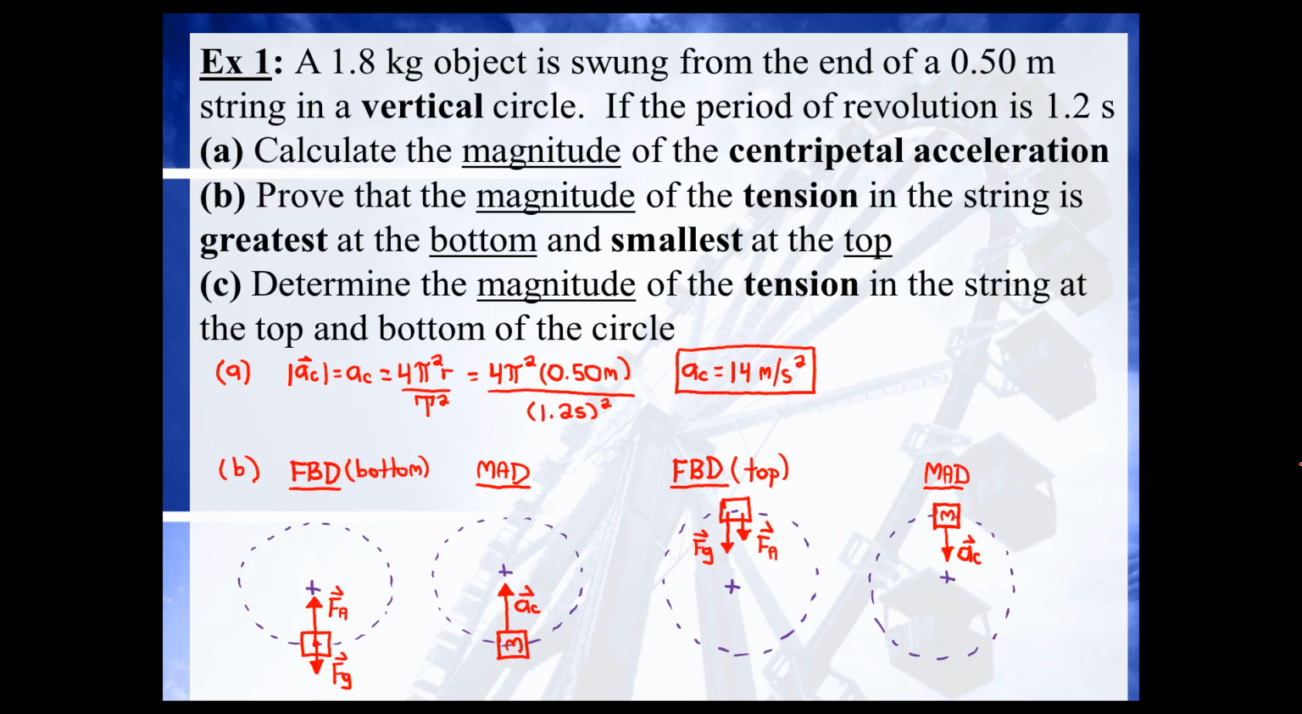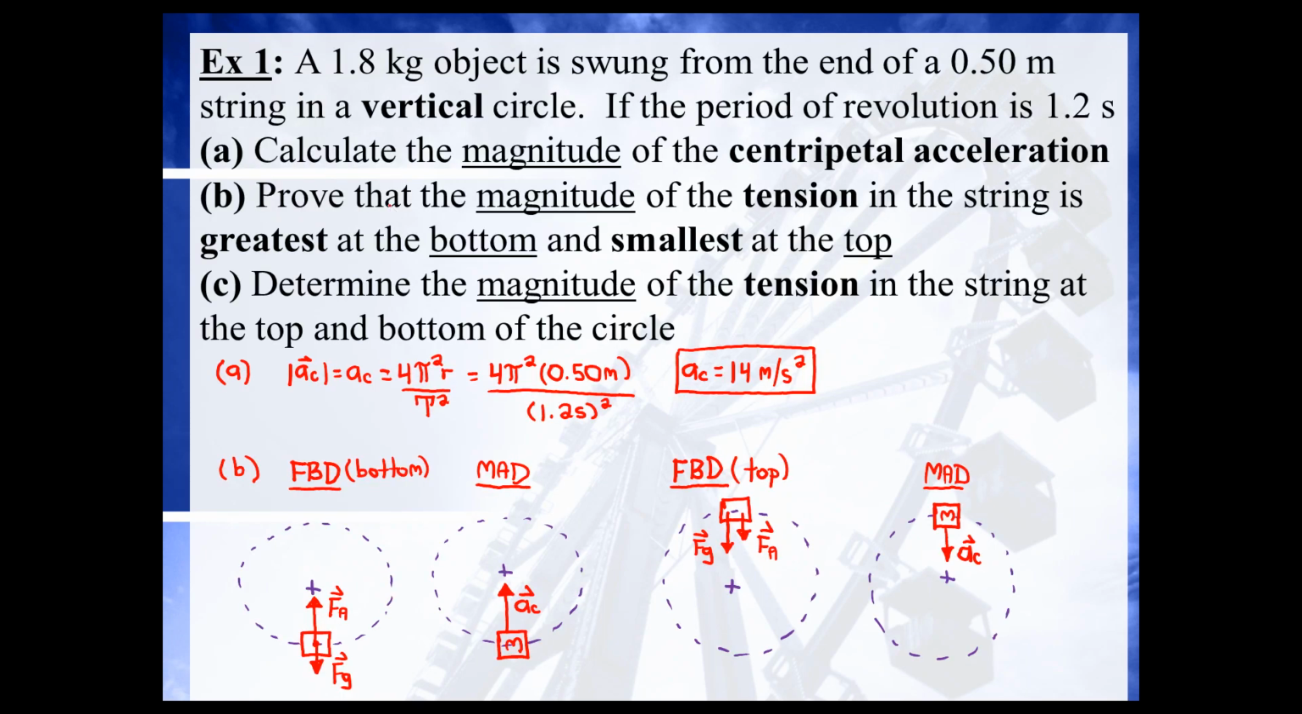Okay, let's go back to the free body diagram and look at this. So assuming up is positive on the free body diagram at the bottom of the circle, since FA points up, it's positive. FG points down, so it is going to be negative. So this part of the equation would turn into FA minus FG is equal to mass times, and at the bottom of the circle the acceleration points upward, so that would be positive, centripetal acceleration. And then let's expand the equation of motion. So we'd have FA minus mg is equal to MAC.